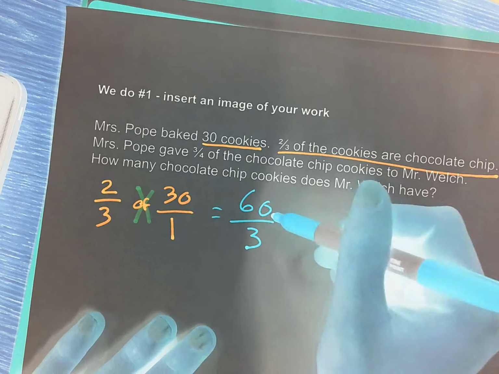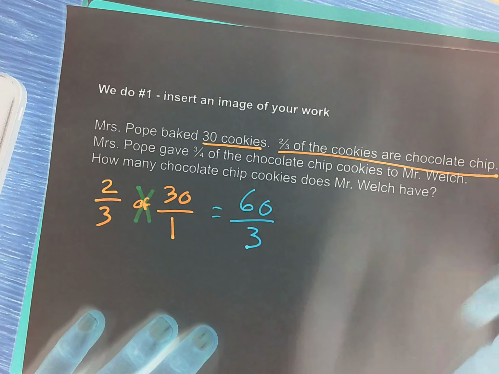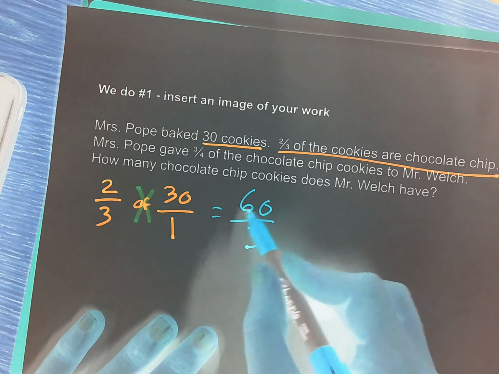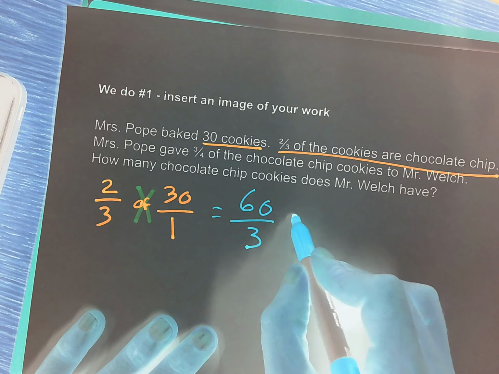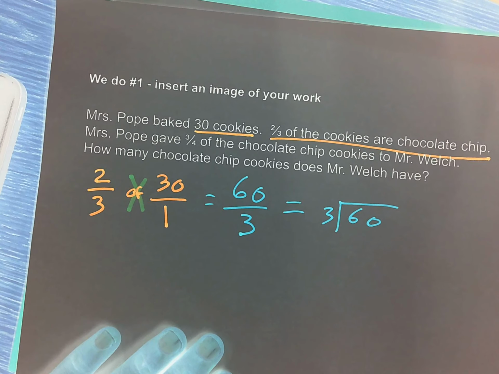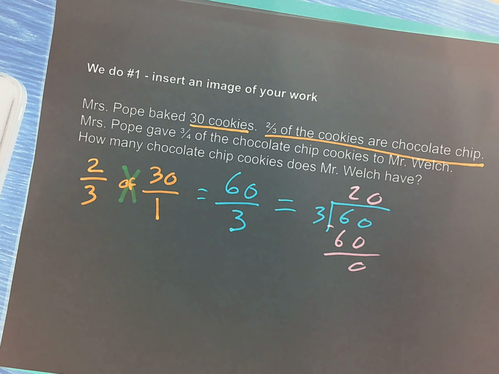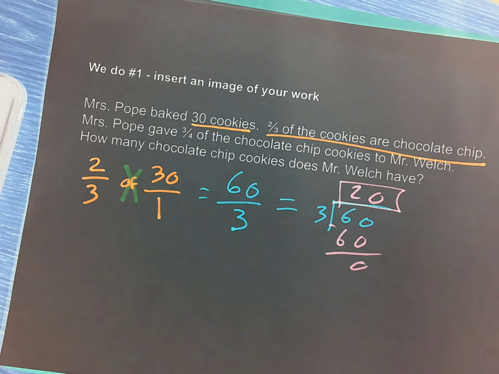Now here we're actually going to have to do some division so we can get a whole number to know exactly how many cookies there are. So we're going to solve 60 divided by 3. We can use long division if we need to. Let's all take 25 seconds to solve 60 divided by 3. Once we've solved that, we now know there are 20 chocolate chip cookies. That's the first part of our answer, but let's write that down.